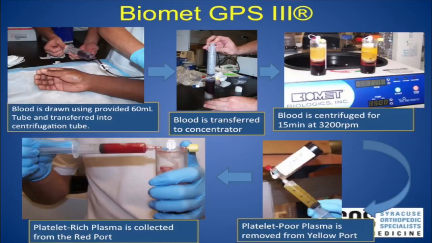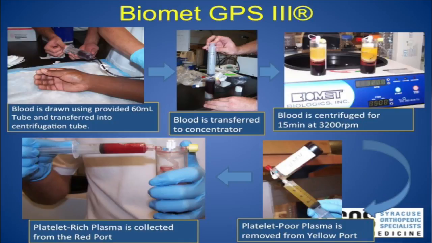And here it is. We draw the blood, collect it in this tube, and after we centrifuge it, you can see, like that first cartoon picture I showed you a couple of slides ago, here's the plasma, here are the red blood cells, and there's a small layer right there. That's the platelets. That's what we're going after.